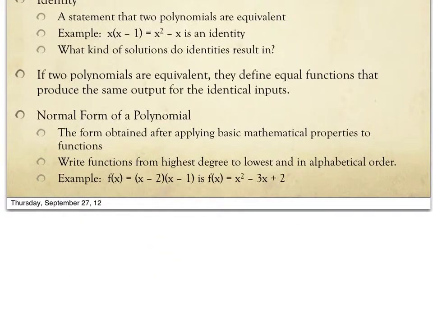Now let's talk about the normal form of a polynomial. We typically write functions from the highest degree to the lowest degree in alphabetical order. And the normal form is the form after applying all your basic math properties to the function. So we have f of x equals x minus 2 times x minus 1. Well, we would have to multiply these two binomials together and apply our distributive property in order to put it in its normal form, which should be x squared minus 3x plus 2.